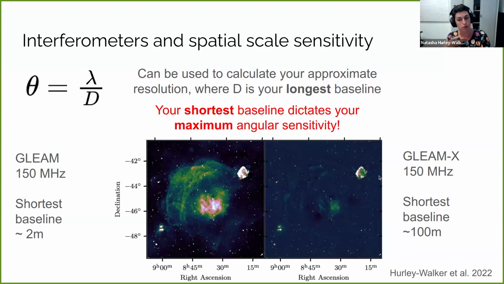GLEAM-X was performed with a reconfiguration of the MWA where we did not have any short baselines. And the shortest baseline was about 100 meters. And that means that even at a scale of 20 arc minutes, you're starting to lose flux density.